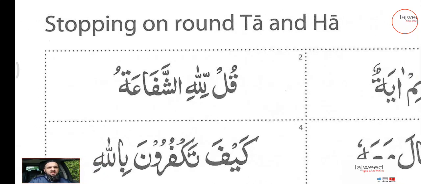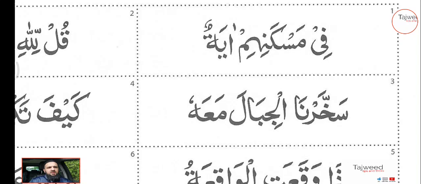So just like box number 1, change the ta to a ha, change the dhamma to a sukoon, and you're left with ah. Instead of atu, it becomes ah. Okay.